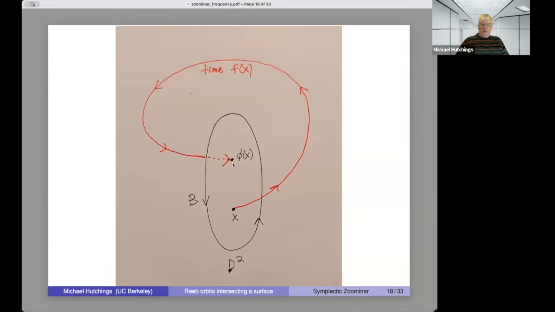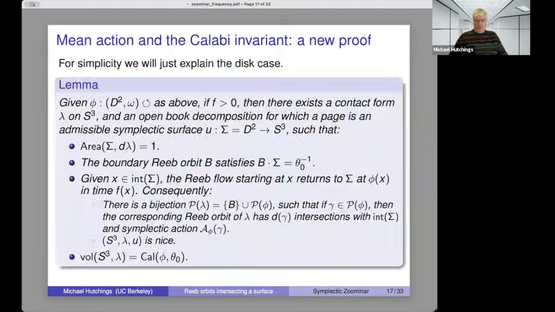And in particular, if I have some periodic orbit of phi, then it's going to give me a periodic orbit of the Reeb vector field. And the total period of that Reeb orbit is the total time I have to travel around each of these intervals, which is the sum of f on the entire periodic orbit of phi. So you get that there's a bijection between the periodic orbits of the contact form, and well, you have the periodic orbits of phi together with one more Reeb orbit coming from the boundary of the disk.